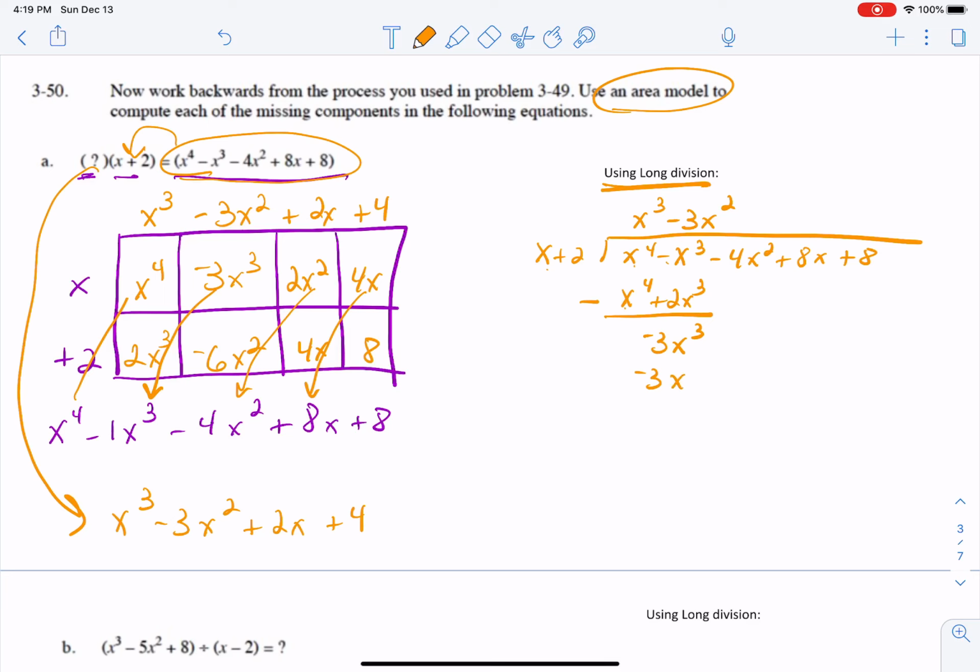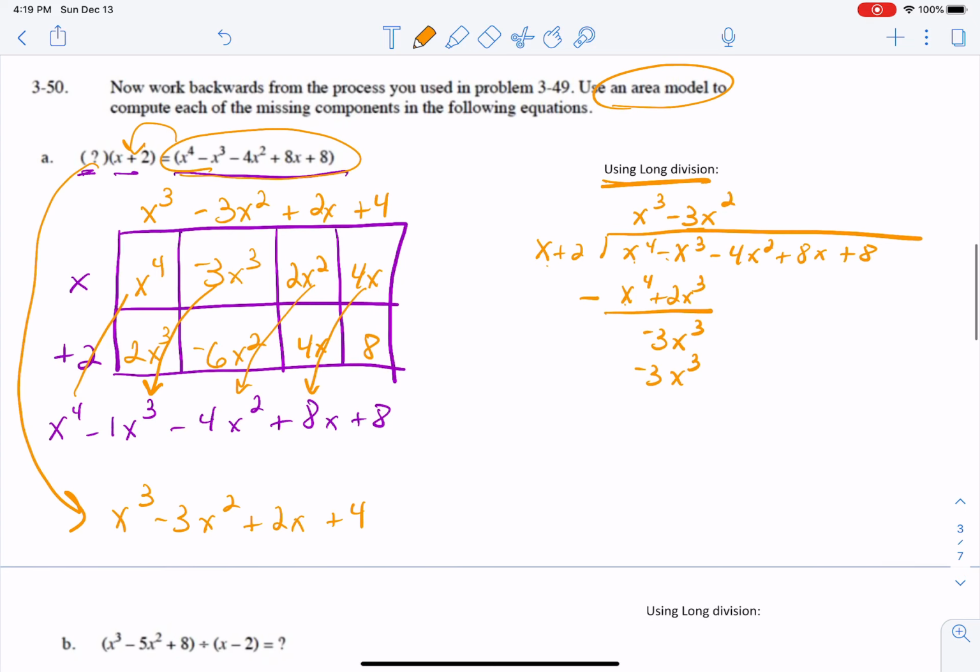Multiplying negative 3x squared times x, and multiplying negative 3x squared times 2. Bringing down that 4x squared. Negative minus a negative cancels the x cubed terms out. Negative 4x squared minus a negative 6x squared is a positive 2x squared. Bring down the 8x.